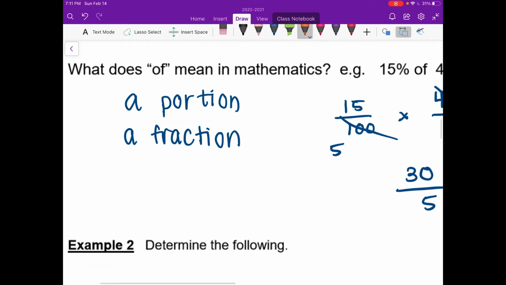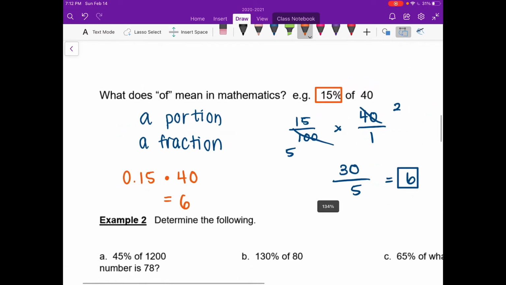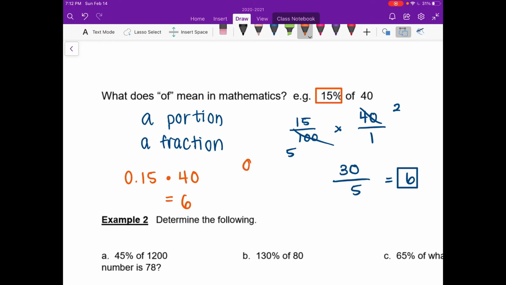Or if you want, when you have a percentage, you can just multiply the decimal. So 0.15 multiplied by 40 is going to give me 6. So whichever way you want to do it, it's completely up to you. So I'll say "or" here. They'll both give you the same answer.